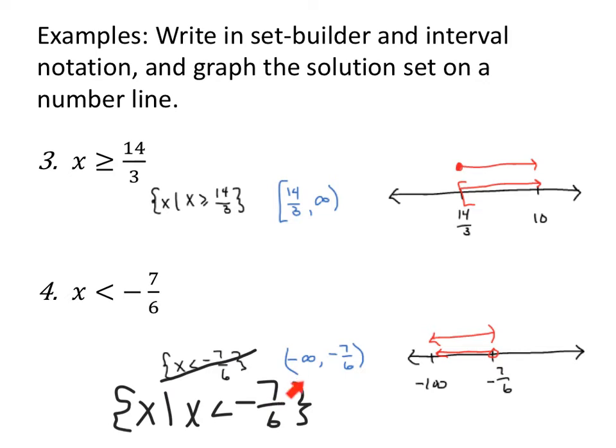In interval notation, because it's a less than, forever to the left, so from -infinity to -7/6. My number line graph goes to the left, parentheses or an open dot at -7/6.